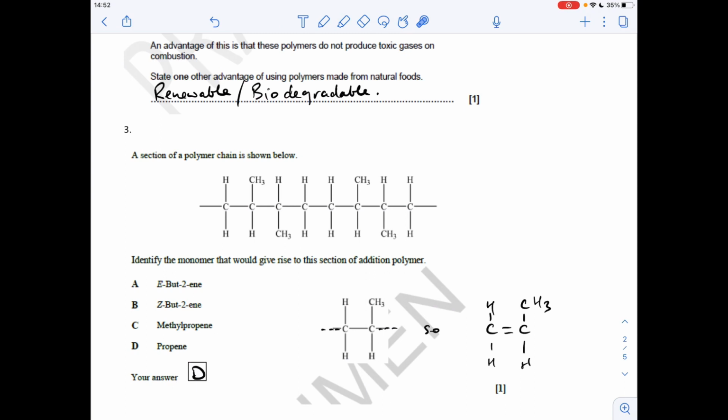Question 3 is a multiple choice question, basically the same as 2 that we've already had. So we've got this section of the polymer chain and we've got to identify the name of the monomer. So I've done exactly the same again. I've just pulled out one of the repeat units, put dotted lines on, and then that goes to a double bond. So what is this alkene? It's propene. So option D.